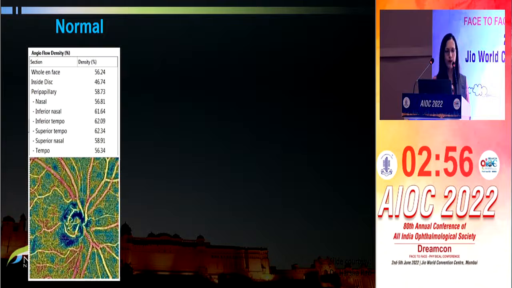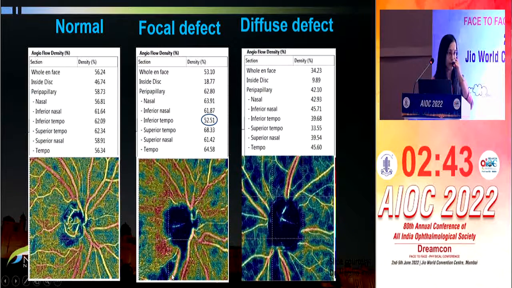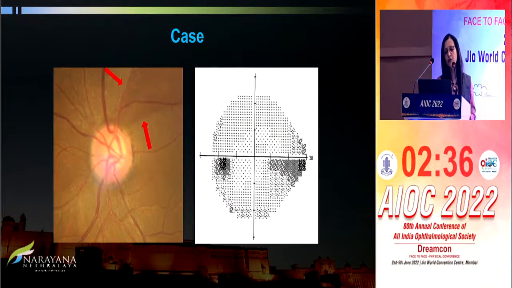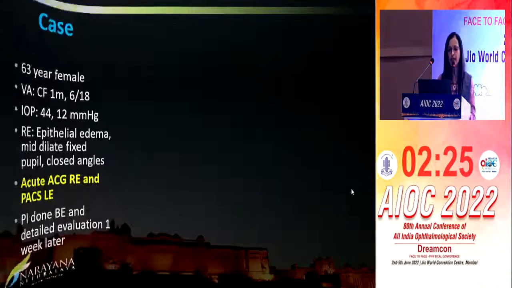Now, this is how a normal OCTA looks, and you get the angioflow density measurements, which quantify it. You can see the focal defect here in the inferotemporal area has a lesser angioflow density, and you can see the heat map where loss of capillaries is clearly visible, and the diffuse defect where you see it all around. Now, let me show you a case where there is a superior RNFL defect. You can clearly see that there is loss of capillaries here in the ONH region and the macular region. That's how OCTA helps.